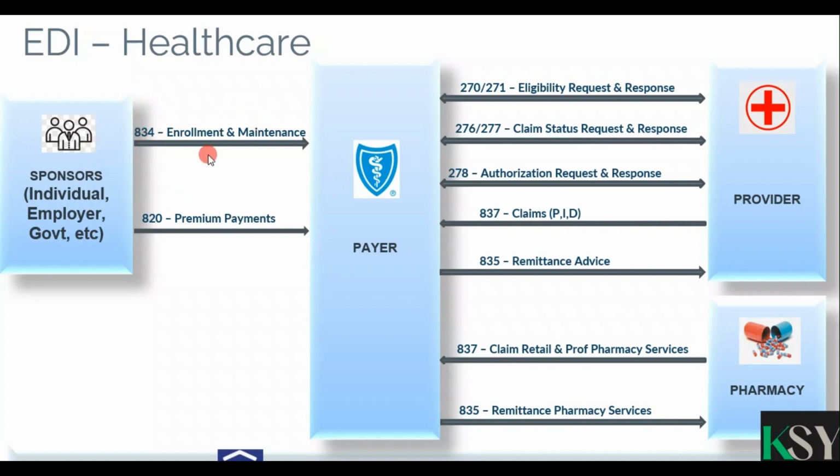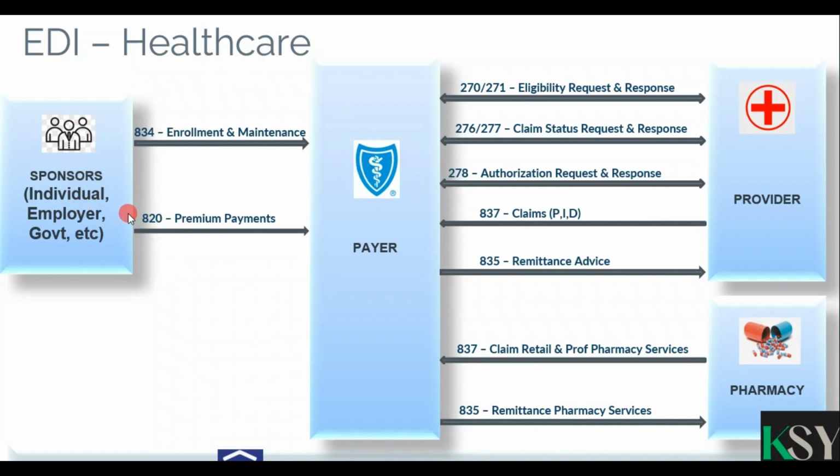The 834 transaction, which we see here, is called the enrollment and maintenance. This is the transaction set that is used to enroll the membership or the benefits. Now, whenever, say, an employer buys an insurance plan for his employees from a payer A, that employer needs to send the file over to the payer.